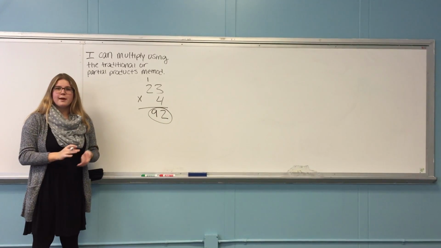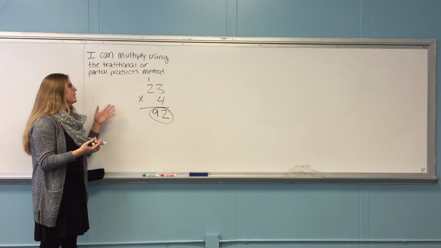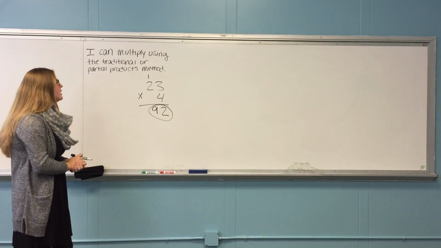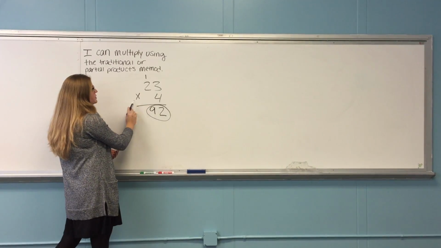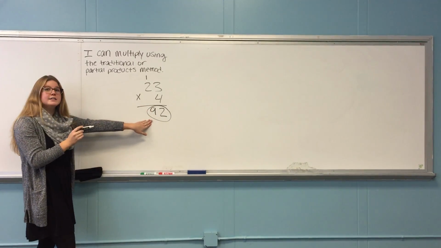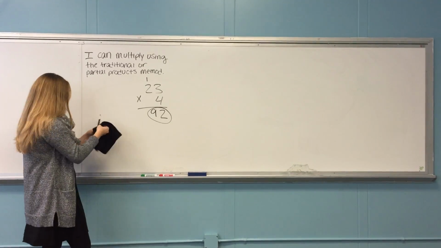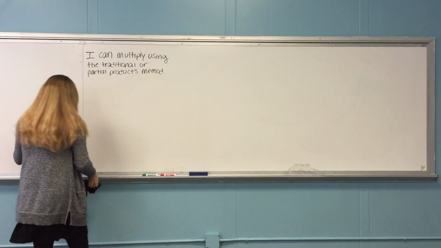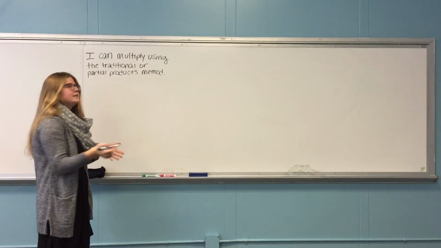Anytime you're solving a math problem, it is also very important that you can say what you did verbally out loud, just to help you make sense of the problem. So I would say 23 multiplied by 4 equals 92. I'm going to give you one to practice on your own.